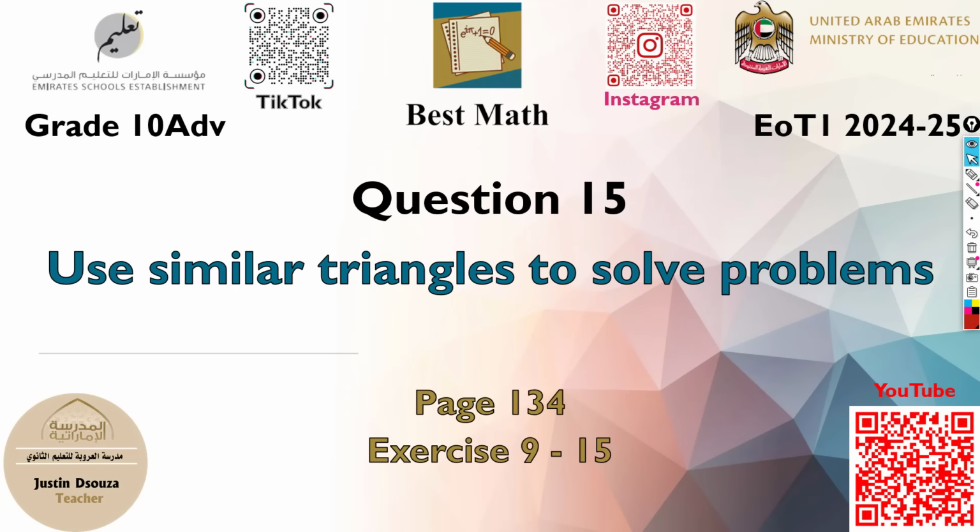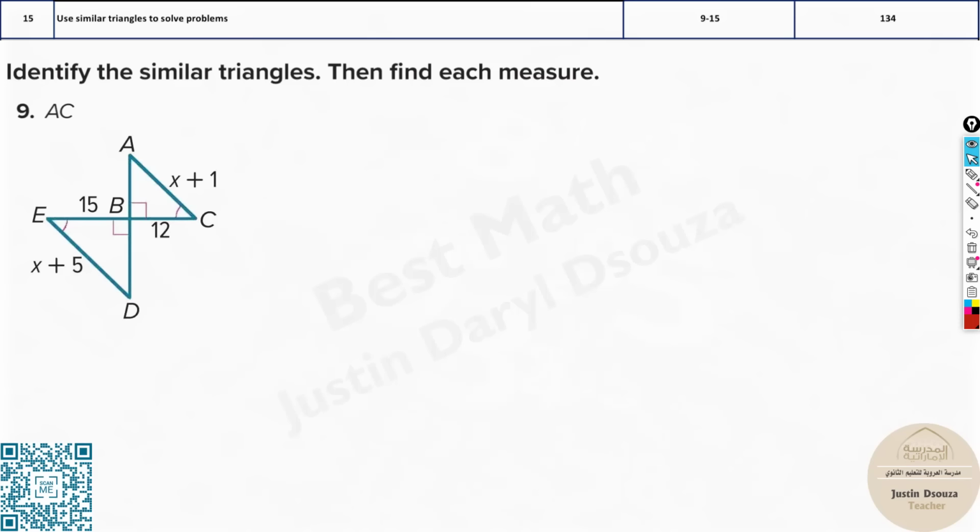Question 15 is about similar triangles. Here they are asking us to identify whether they are similar triangles and then find a measure. If you focus on finding the measure, that's more than enough, because generally these are electronic questions.